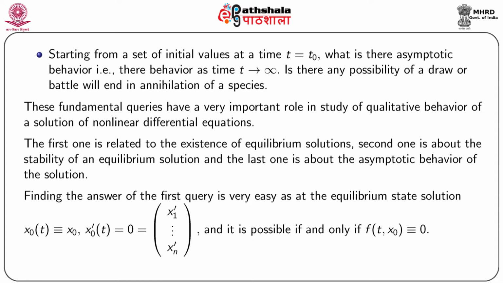Finding the answer to the first query is very easy. For the equilibrium state solution x0(t), we put dx/dt equal to 0, and hence we get x1 dash, x2 dash, ..., xn dash equal to 0, which is possible if and only if f(t, x0) is equal to 0. We will now explain this whole thing in terms of two equations, which will be very easy to understand, and then we will generalize it to n equations.